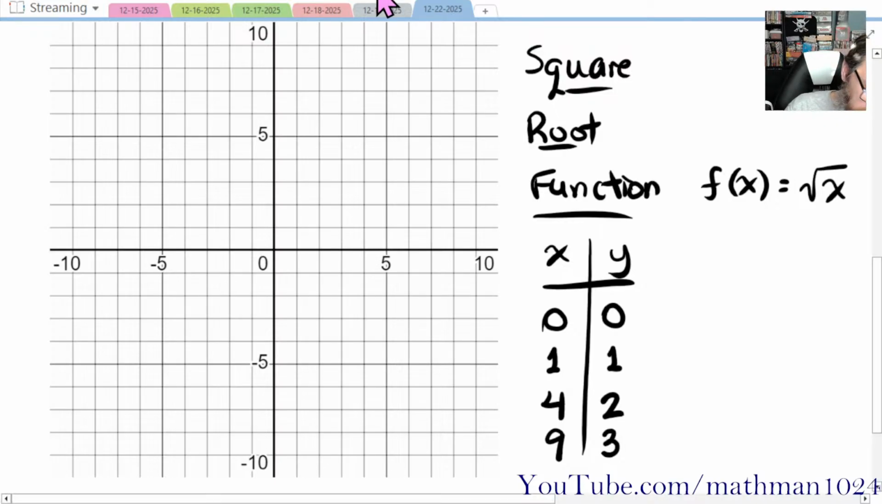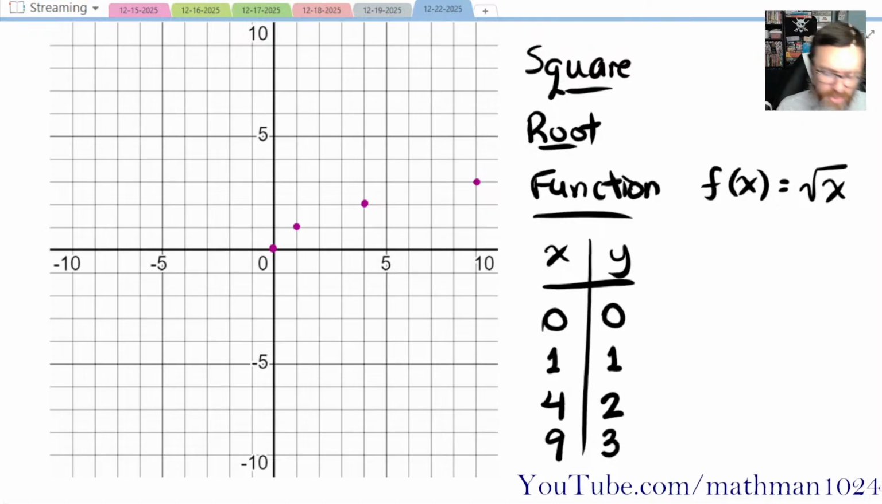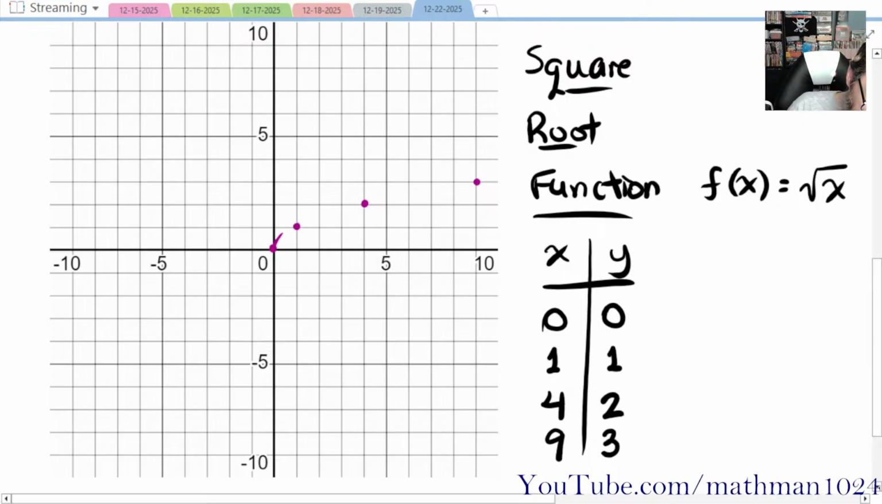So if I take these values, we get (0, 0), (1, 1), (4, 2), (9, 3). On the right side here, it's going to have a curve that's very similar to what we saw for the cube root function up above, but it's not going to be quite as flat. I mean, the differences there may be imperceptible, but yeah.